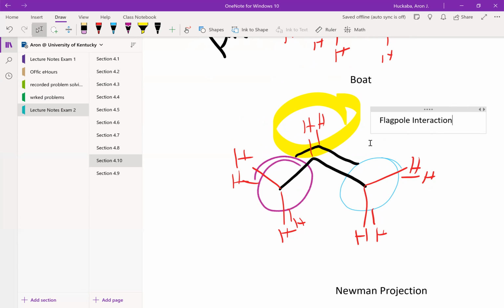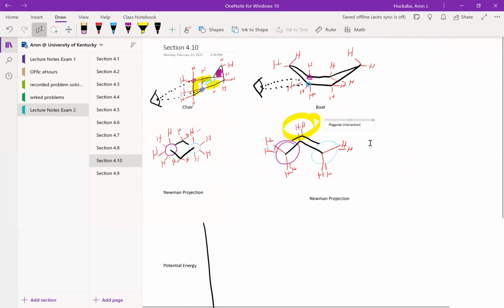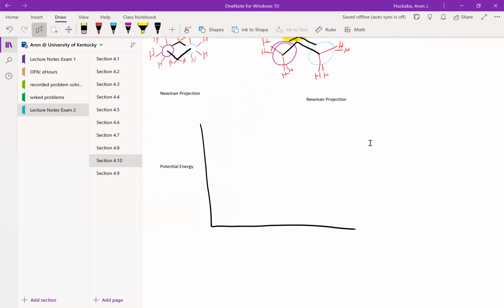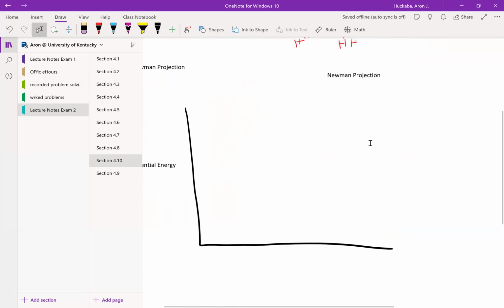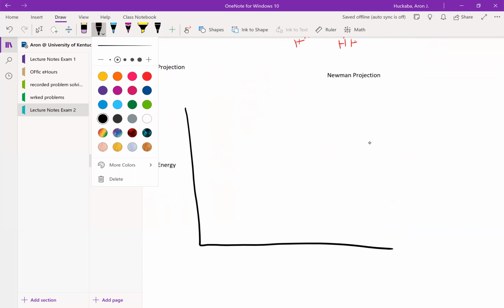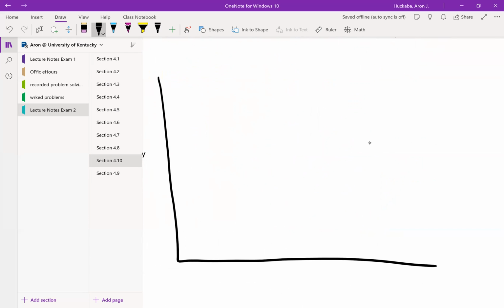So your book goes into a little more detail about how the boat can be twisted into what's called a twist boat to alleviate some of that strain. But I think what's more important is that now that we've seen both conformations and the Newman projections, we look at an energy diagram for each conformation. This is also present in your book, in case you're wondering, in figure 4.2. So if we start in the most stable conformation, which I said was chair, and we start to change how the molecule wants to be from chair all the way to boat.